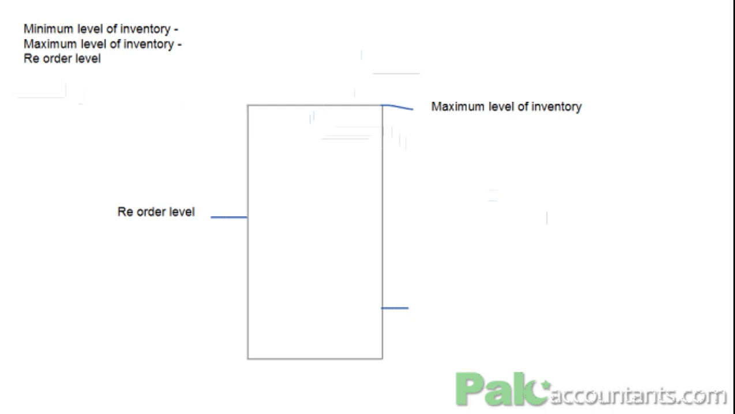Usually your order must be reaching you before you reach the minimum level, or by the time you reach minimum level, your new order must be with you. But if you have reached the minimum level of inventory, that means you have touched this bottom and your order is still not with you, then you have to take serious steps in acquiring raw material.